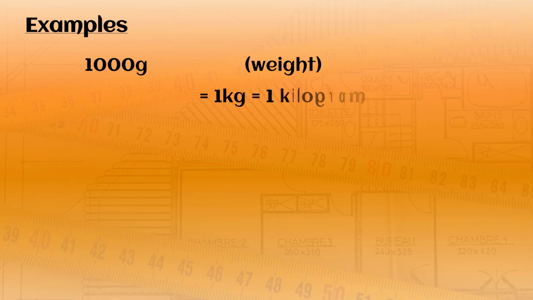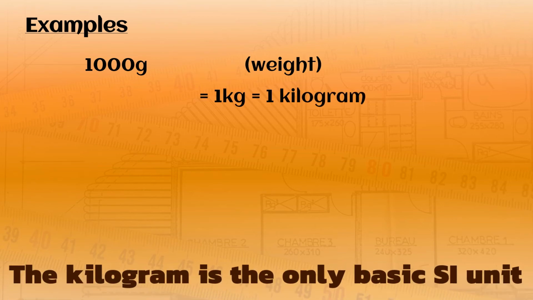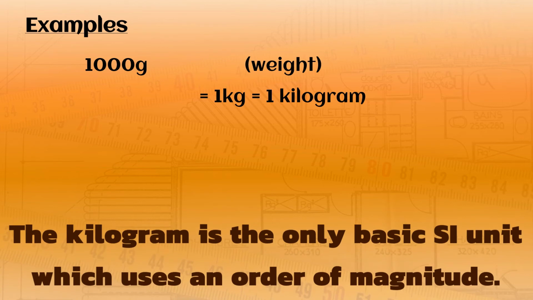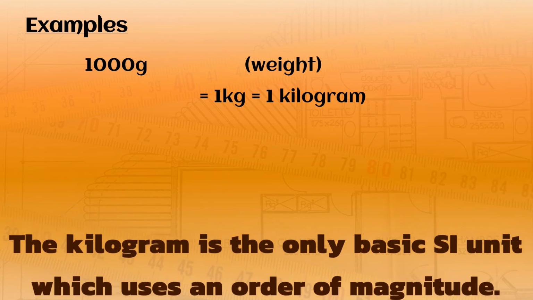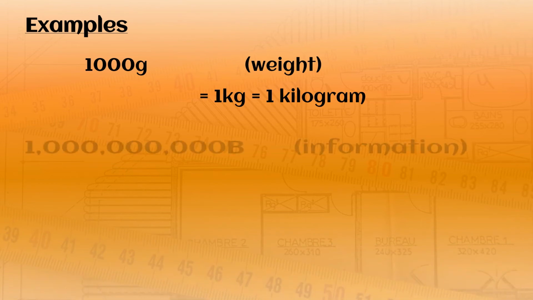Let's just look at a couple of quick examples. If you have 1,000 grams in weight, what order of magnitude prefix can you use? Well, the answer that you probably know is 1 kilogram. Use kilo. And the kilogram, as we saw above, is a basic SI unit, and it's the only one which actually uses an order of magnitude.